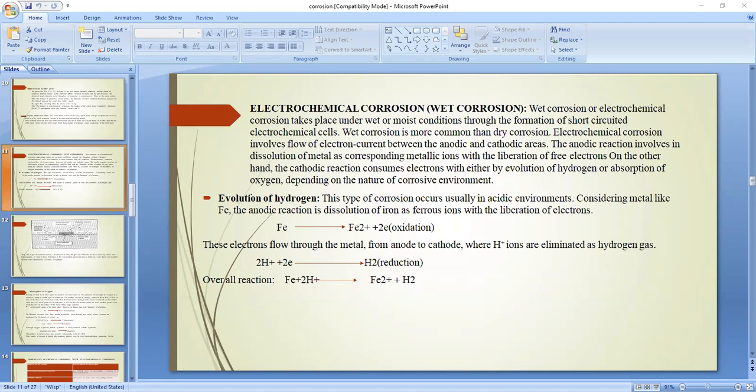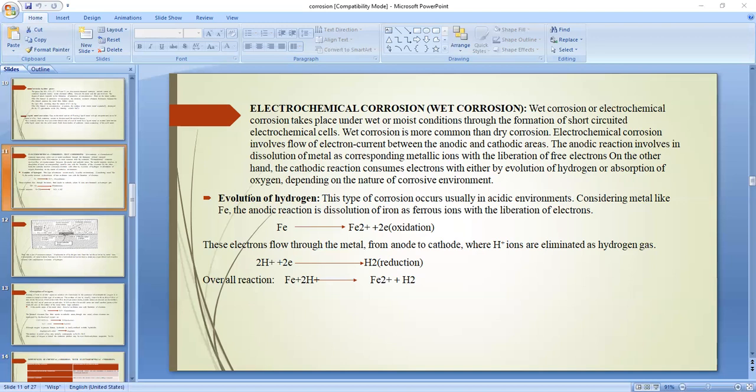The reason for calling wet corrosion electrochemical corrosion is, first, when a conducting medium is in contact with a metal, or else when two dissimilar metals are connected together and exposed to the conducting medium, such that the metal which possesses a higher oxidation potential has a tendency to undergo oxidation. The metal which is undergoing oxidation acts as the anode, where corrosion takes place, leaving the other metal unaffected. So these are the two reasons for which we call wet corrosion an electrochemical corrosion.